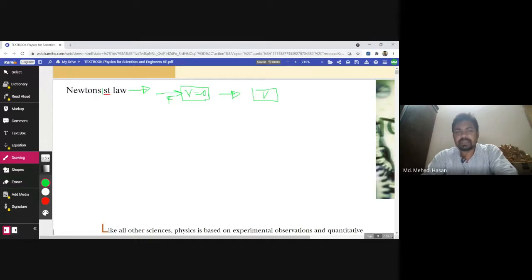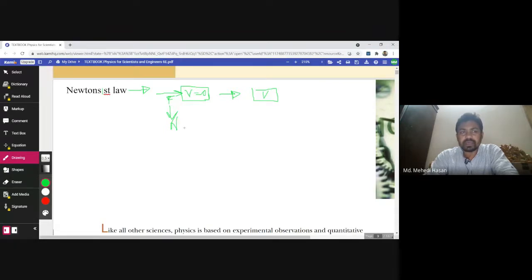And another thing is that due to this application of the force, acceleration is created. That means change in velocity is related with acceleration. So the quantity which changes the motion of an object, or basically creates acceleration, is called force. Okay, and the unit of the force is Newton.